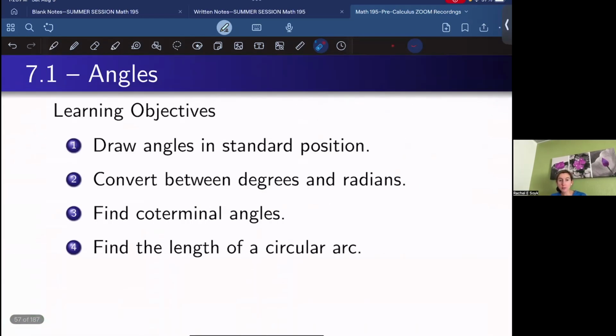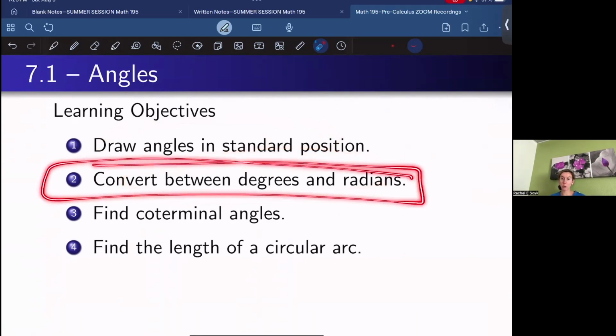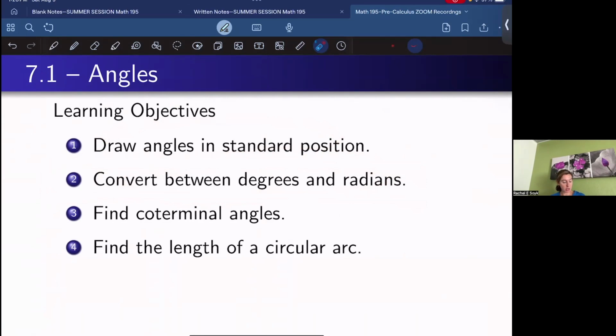Our objectives for today are the following: being able to draw angles in standard position, being able to convert between degrees and radians, a very, very important goal that we're going to accomplish. And then finding coterminal angles and the lengths of circular arcs. This is a famous formula that we'll talk about, and we'll tackle some concrete examples towards the end of this section today.